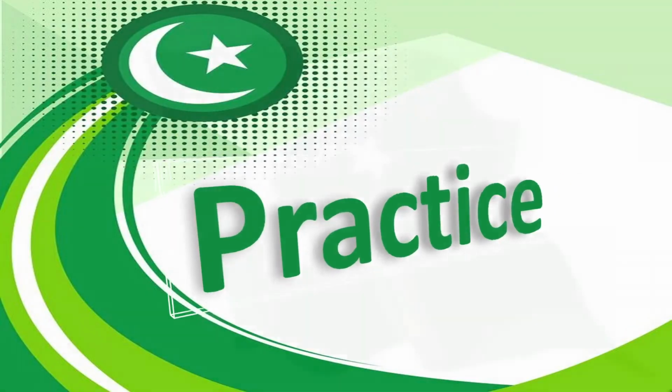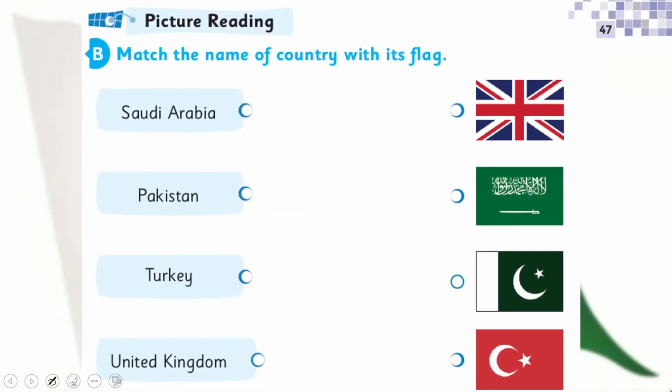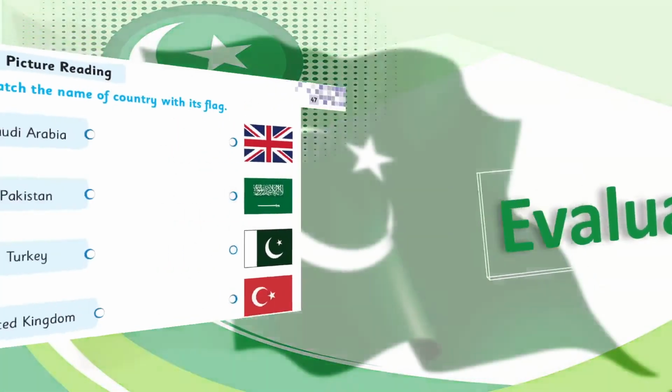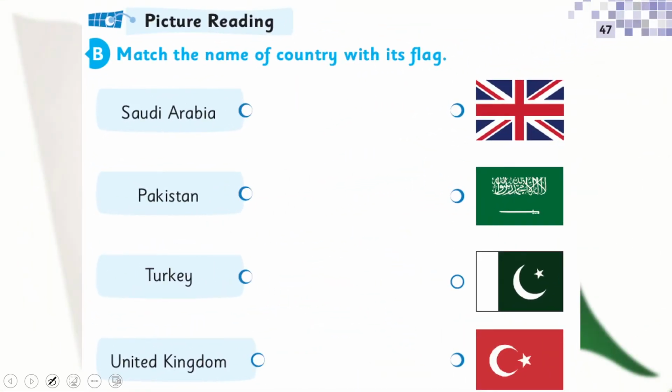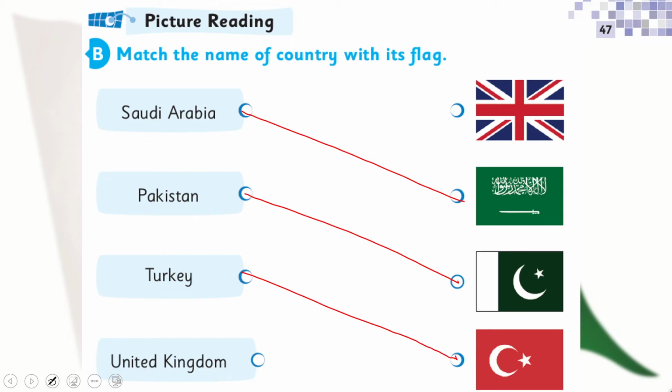Okay, my dear students, now is the time for practice. For practice, you will move forward towards page number 47, picture reading, and you will match the country with the correct flag. Okay, so match the name of the country with its flag. So let's quickly do it. Saudi Arabia, Pakistan, Turkey, United Kingdom. So this is how you will complete it in your books. Use pencil and scale for drawing the lines.